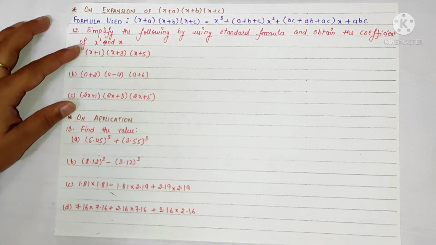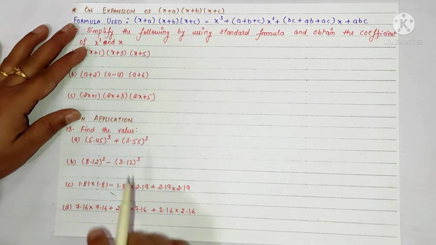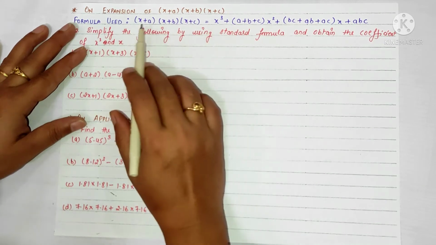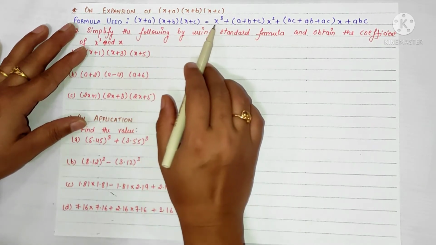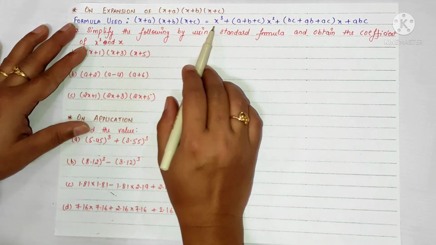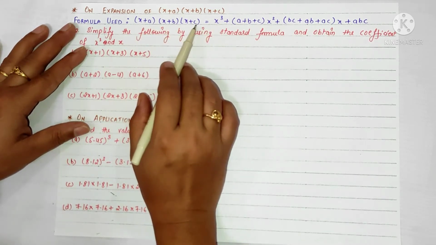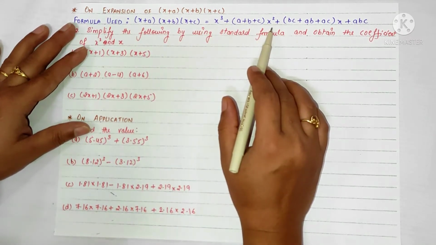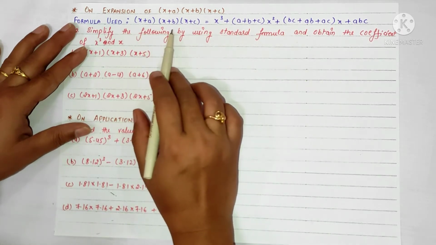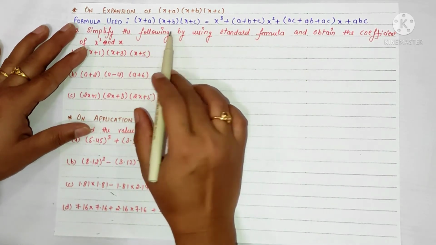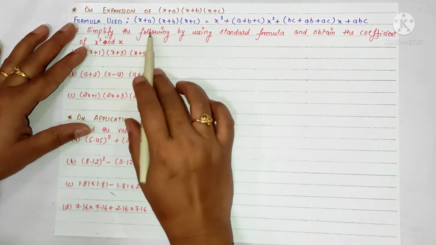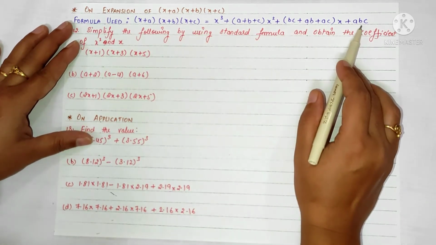So the next topic is on expansion of x plus a into x plus b into x plus c. So the formula used for this is x cube, the cube of whatever your term is, that is x, whichever variable it is. Then we have constants, that is a, b and c. So whatever constants there are, we add them and multiply by the square of the variable. Then each constant will be multiplied by one another and we'll get the sum and multiply with the variable x, plus multiplication of each constant a, b and c.